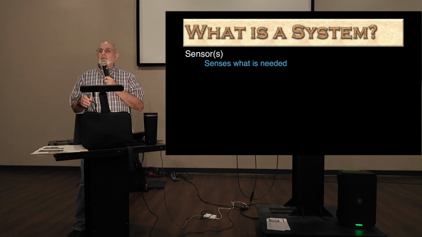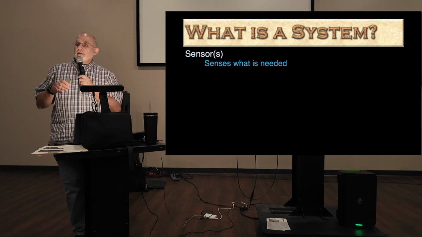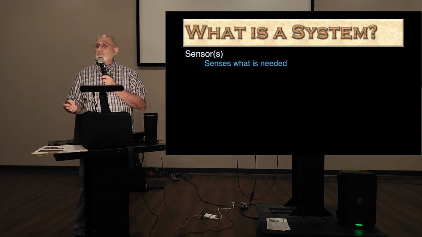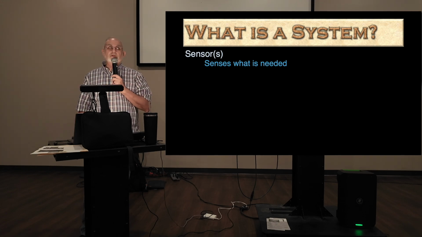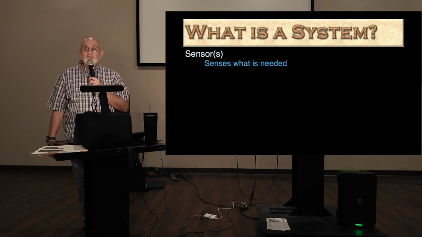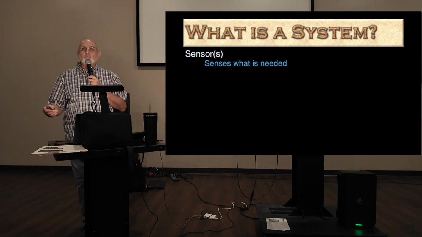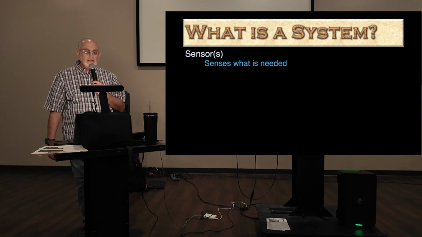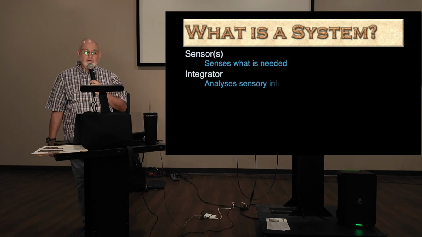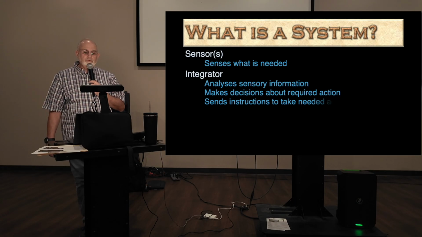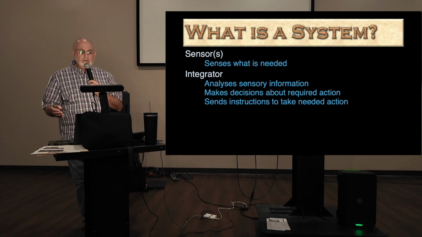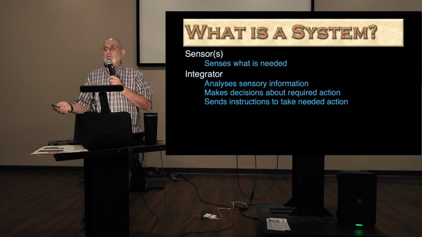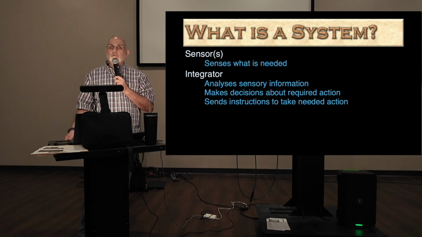Let's talk about what is a system. We talked about engineering and systems design. What is a system? Well, a system has to do several things. First of all, it has to have sensors. It has to know that something is needed. It has to have some kind of way to know that the salinity is wrong or the number of red blood cells is wrong. It then has to have an integrator which analyzes the sensory information that comes from the sensor. It has to make decisions about what the required action is and send those actions as a command to what they call an effector.